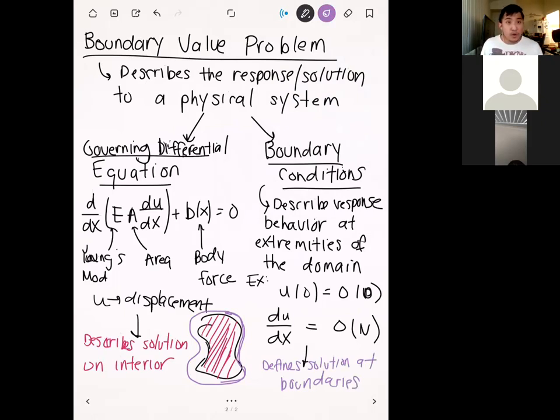All right. And so what we're going to do today is we're going to go into a specific example of a boundary value problem. What this means for finite elements and how we can move forward with this. Are there any questions on this?